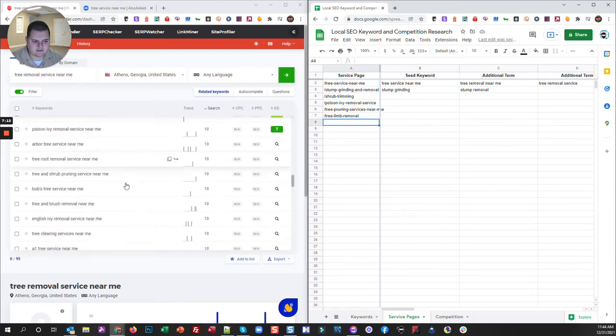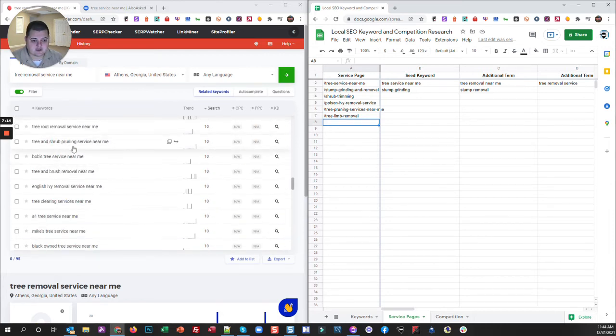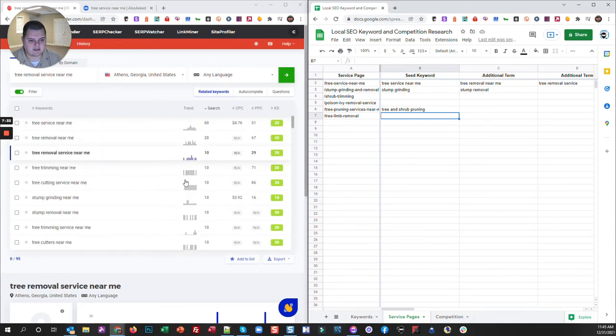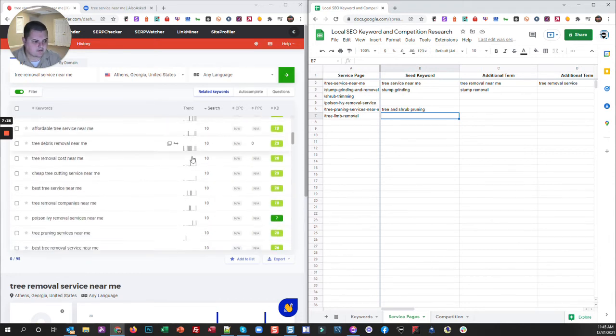Arborist tree service, tree and shrub pruning service. So you get the point. So if I was doing this, it would be tree and shrub pruning, tree and bush removal. That might go in with tree limb removal. You'll see that there was some low-hanging fruit here.